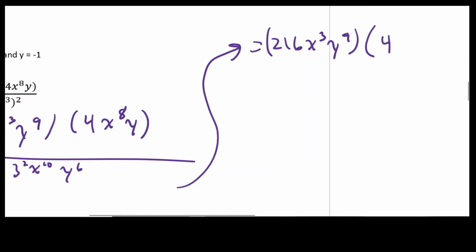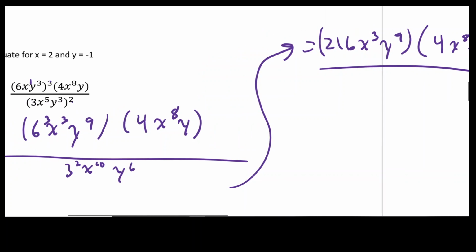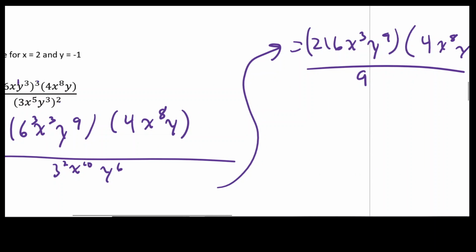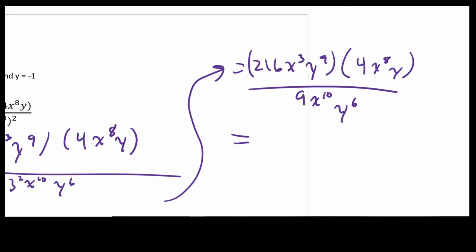Next set of brackets, 4, x to the 8y. And then on the bottom there, 3 to the power of 2 is 9. X to the 10, y to the 6. So I'm just kind of rewriting those ones after. So I'm just calculating what those numbers are.